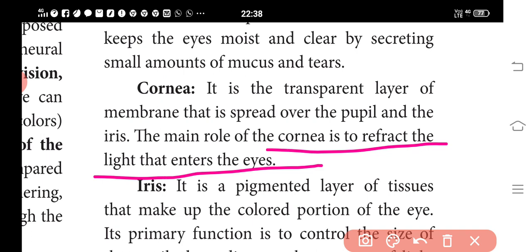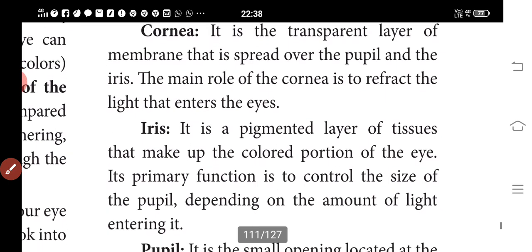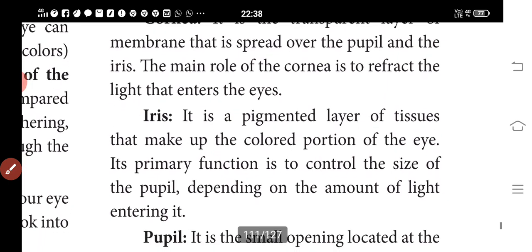Next one is the iris. This is a pigmented layer of tissue that makes up the colored portion of the eye. Its primary function is to control the size of the pupil depending upon the light entering it.